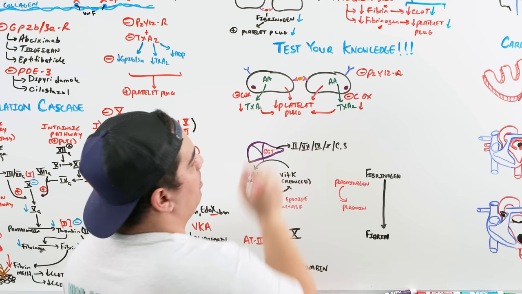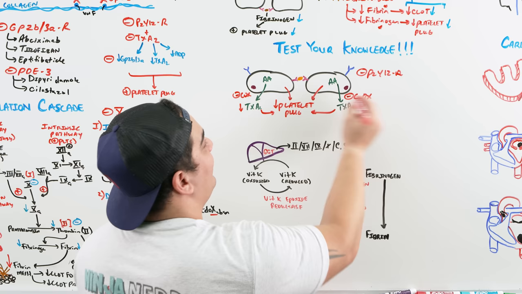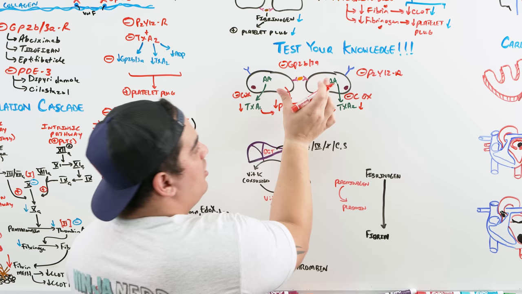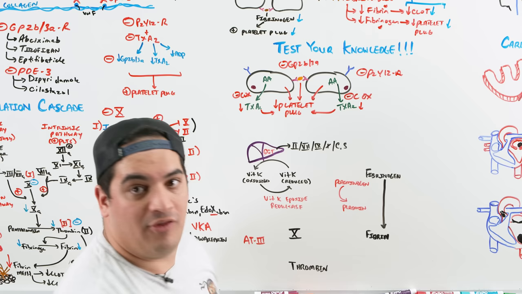What if we gave drugs that inhibited the GP2B3A connection? So now you can't allow for this connection to occur. So the platelets won't be able to stick with one another and truly form a platelet plug. And therefore, you will inhibit the formation of a platelet plug.